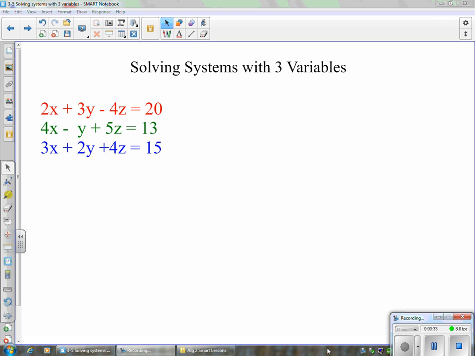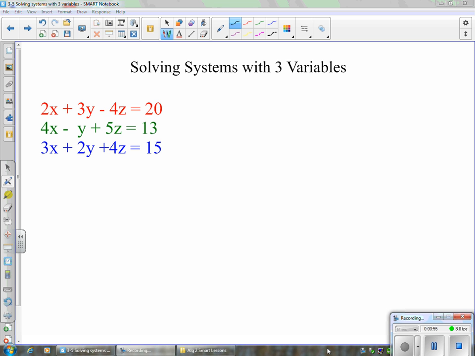But what we're going to do today is solve these to find one point, an x, a y, and a z, by using elimination. So elimination works, and I color-coded these equations just to help you with the roadmap as to what you're doing when.